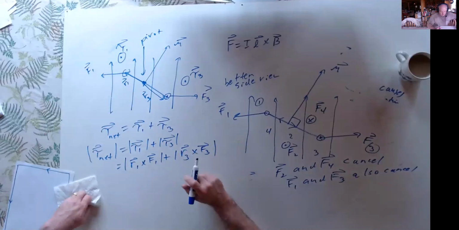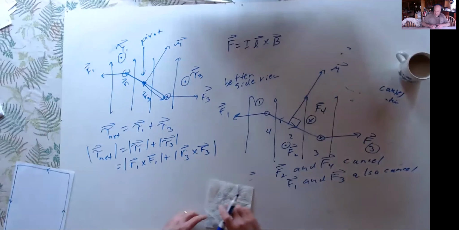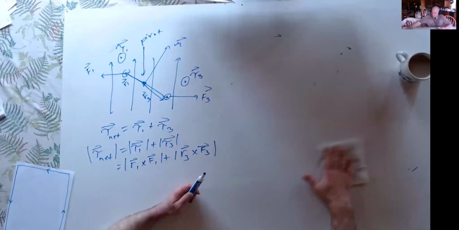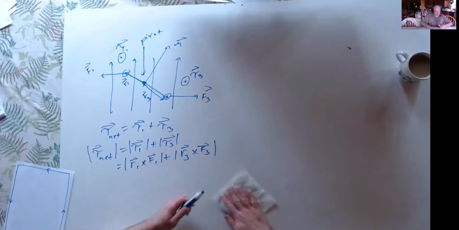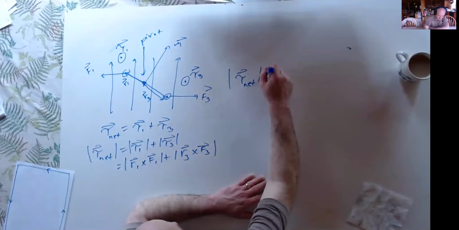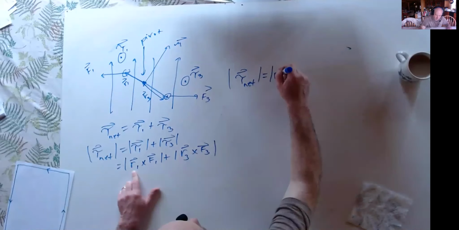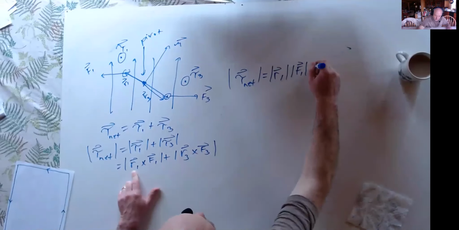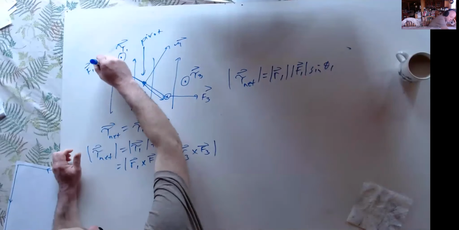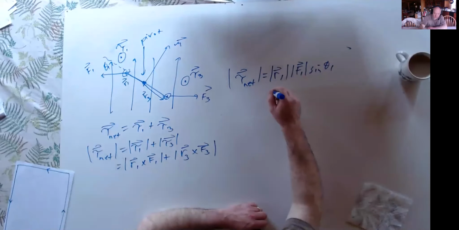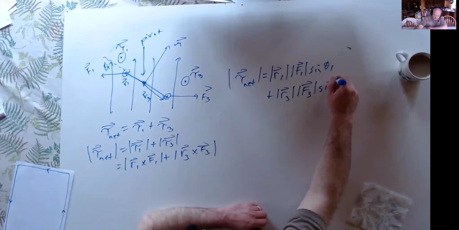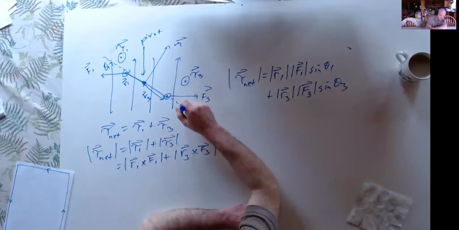So what do we know about a torque? What do we know about a cross product? Well, we know how to break those apart. So I can say our net torque is going to be the magnitude of R1, magnitude of F1, sine of theta 1. Where's sine of theta 1? Right here, that's theta 1. Plus R3, magnitude of F3, times the sine of theta 3. Where's theta 3? That's our theta 3 right here.